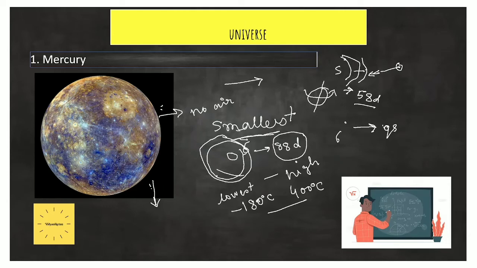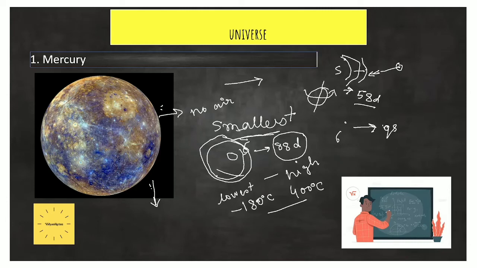This is also because Mercury is very close to the sun, and the length of the orbit is less. The circumference of the orbit is less. And since there is no air in Mercury, it has temperature fluctuations. It has a high range of temperature. That is, the lowest temperature in Mercury can go down to minus 180 degrees Celsius, and the highest temperature can go up to 400 degrees Celsius.